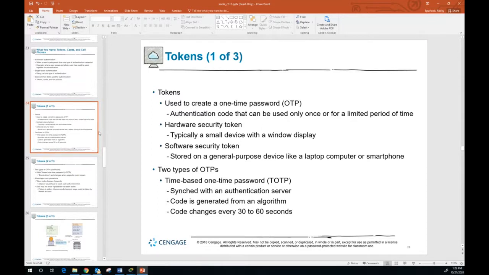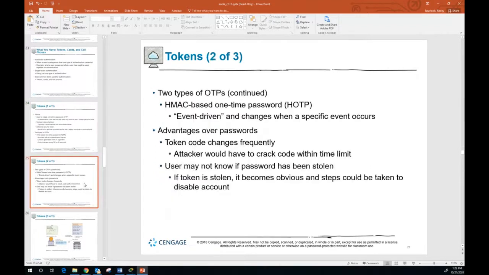So you have the time-based one-time password. These are synced with authentication servers. The code is going to be generated from an algorithm, and the code is going to change every 30 to 60 seconds. You look at the one-time passwords. We got two types of those. You have the HMAC-based one-time password, which is event-driven, and it changes when a specific event occurs.